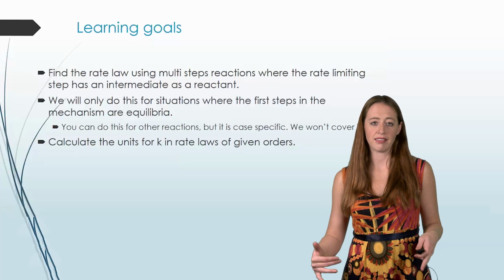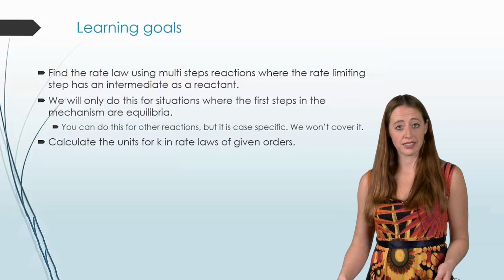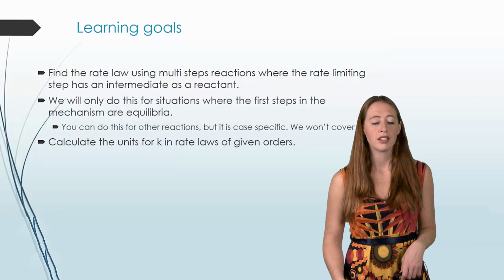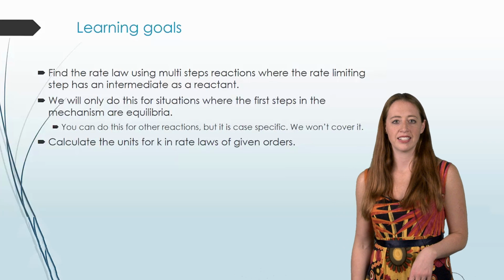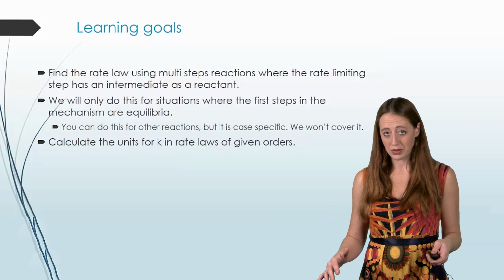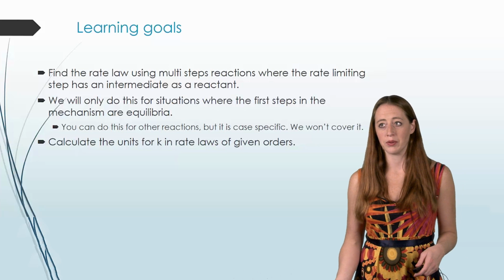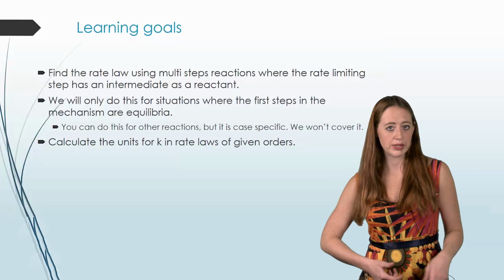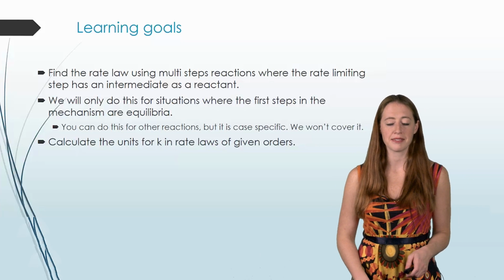We write our rate law on the reactants of the rate limiting step. What happens if we do have an intermediate there? How can we get rid of that? And there's a couple of ways that you can do this. We're only going to really cover the one. Too far into it, and it really kind of gets beyond the scope of the class.